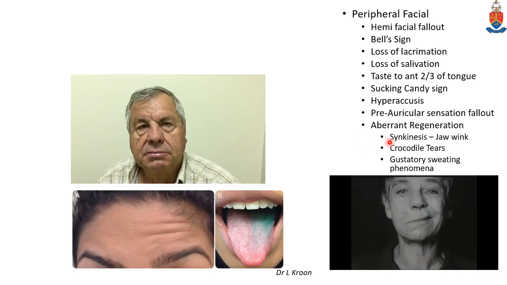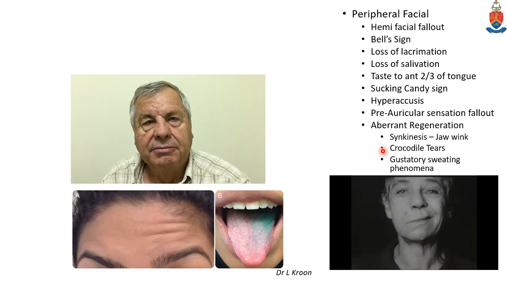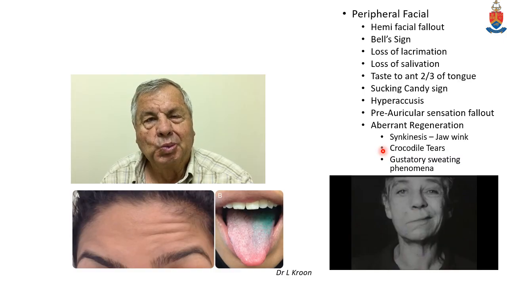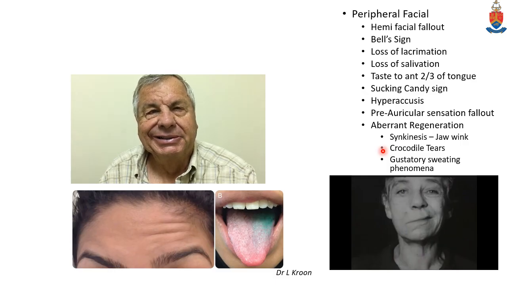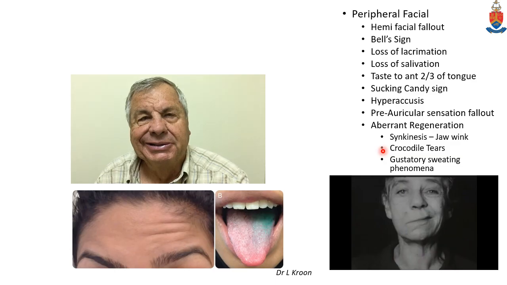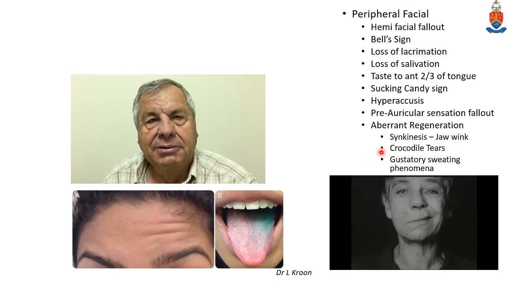So instead of your facial nerve only innervating your orbicularis oris muscle, it's also going to innervate the orbicularis oculi. So when you close your eyes, you're going to smile. There's also something referred to as crocodile tears. In crocodile tears, the nerve that was supposed to go to the lacrimal glands is now also going to the salivatory glands. So the moment you start smelling good food in the kitchen, you don't just start salivating, but you also start tearing. Something similar can happen with the gustatory sweating phenomenon.